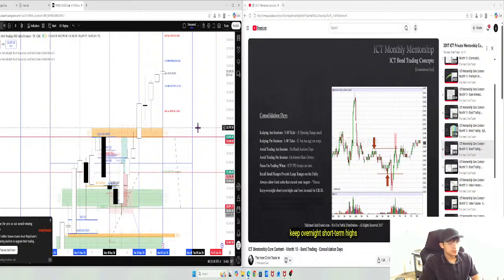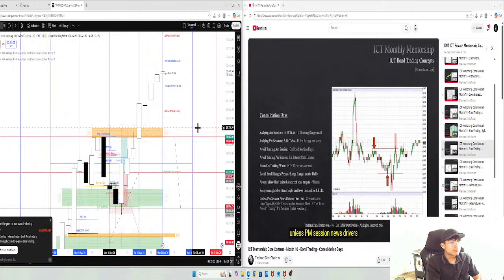Keep overnight short-term highs and lows in mind for low resistance liquidity runs. As the chart here is showing, obviously you can see there is a London session high and a London session low that were ripe for opportunities for that AM session move in the bond market. So by knowing the overnight highs and lows, even the short-term swing highs and lows, that's where your liquidity is going to be. That's where the market's going to reach for during consolidation days during the New York session.